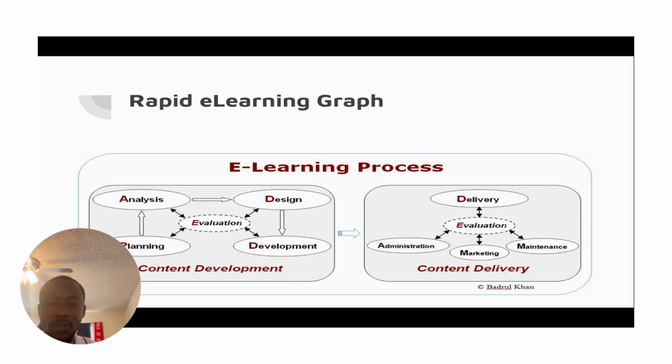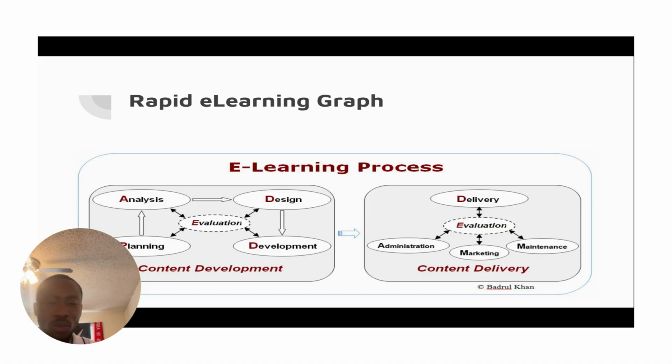So the e-learning process, I have a diagram here which talks about the analysis of our learning process, which is a rapid e-learning graph that shows the e-learning process in general. So we start with the analysis, we go to the design, then we talk about development, and we can see that planning comes before the analysis, and the evaluation is in the middle or at the center of it, holding everything together. And this particular block forms the content development aspect of the e-learning process.